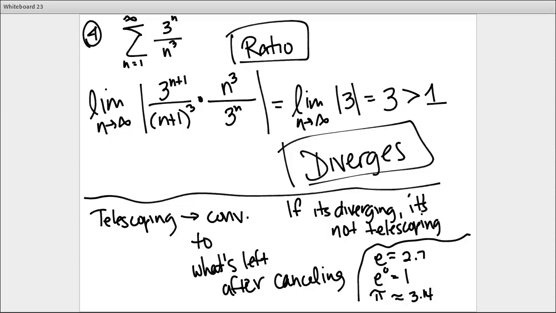And on the quiz, you had to do partial fractions to change a series that did not look telescoping into something that's telescoping. Monday is the quiz. There you go.